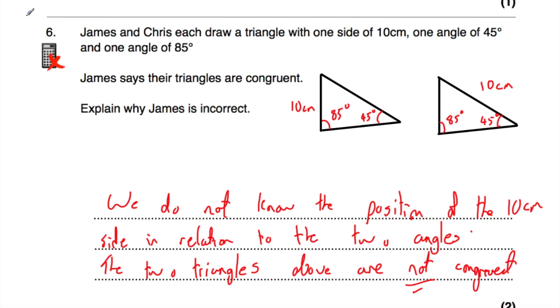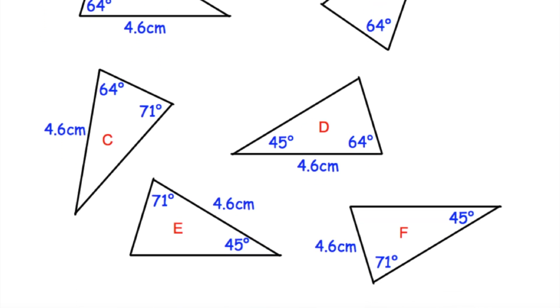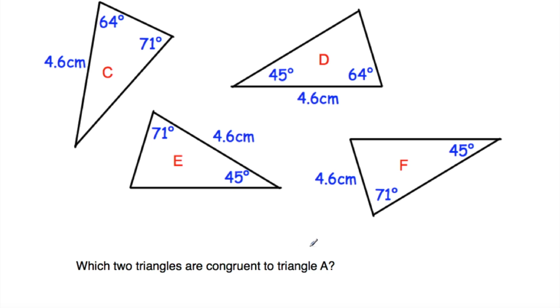Okay, let's look at our next question, question number 7. So question number 7 says, shown below are 6 triangles that are not drawn accurately. So we've got these 6 triangles, A, B, C, D, E, F, and then we're asked which two triangles are congruent to triangle A. So we want to find which two triangles are congruent to triangle A, so in other words, exactly the same as triangle A.